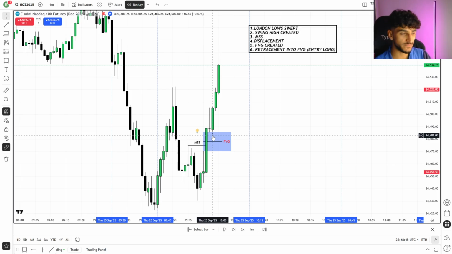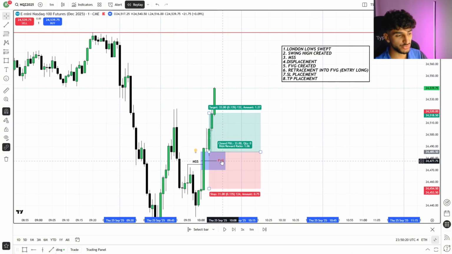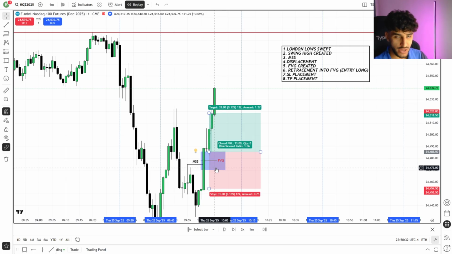which is one, inside of the first AM macro, and two, it retraces into that fair value gap that was formed at 10:01. Something I do want to mention to you guys is that we absolutely have to execute as soon as price retraces into the edge of that fair value gap, and not wait till price retraces back to the middle of the fair value gap, which is also called the consequent encroachment, or the bottom end of the fair value gap.